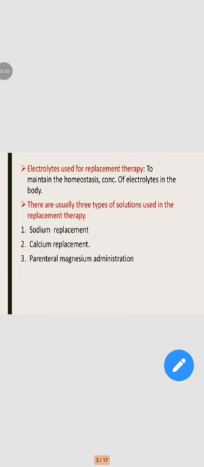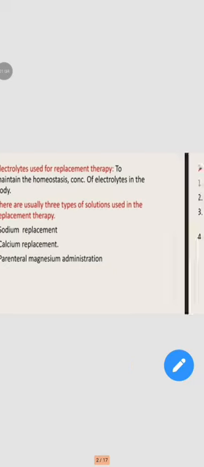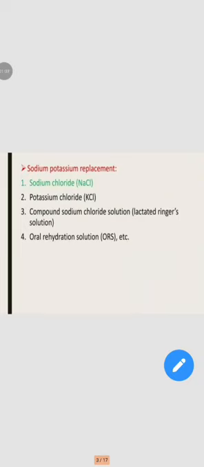There are usually three types of solution used in replacement therapy. First of all, sodium replacement. Second one is calcium replacement. And third one is parenteral magnesium administration.